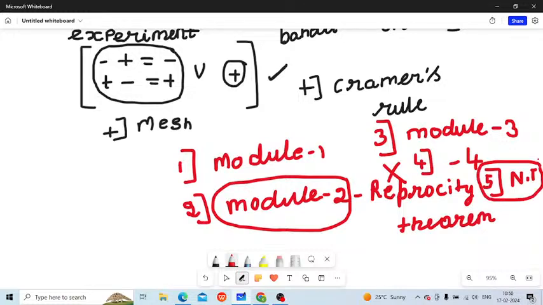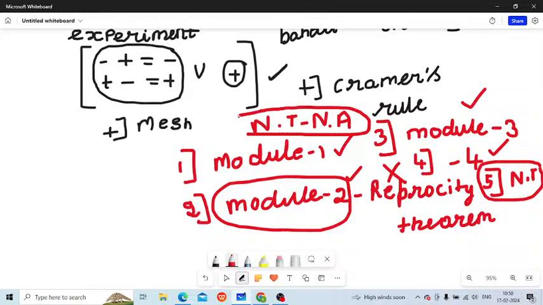Because model number 5 is a mixture of resonance and two-port, how the question will come to you, you will know from your network theory paper. So that is why you have to refer to the network theory paper for model number 5. For models number 1, 2, 3, 4, you have to refer to the network theory and network analysis papers. For 5 it is only the network theory paper. I hope you got the point.